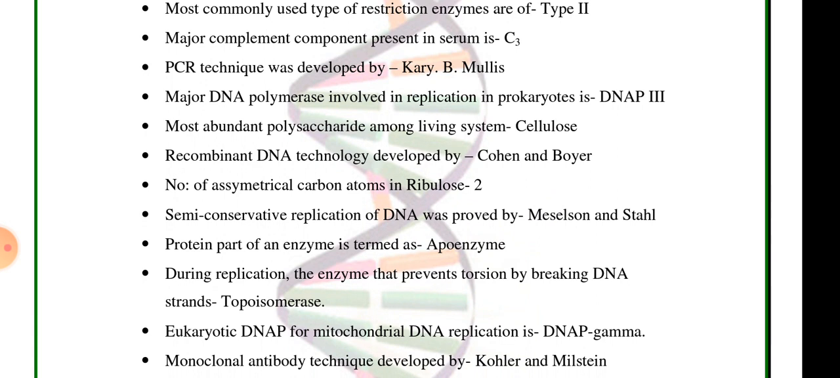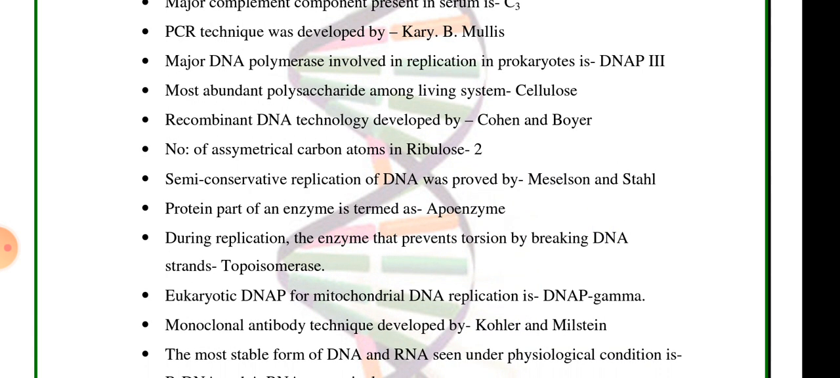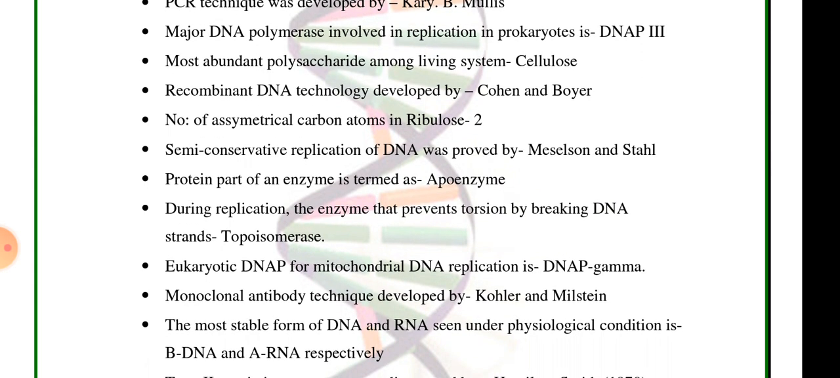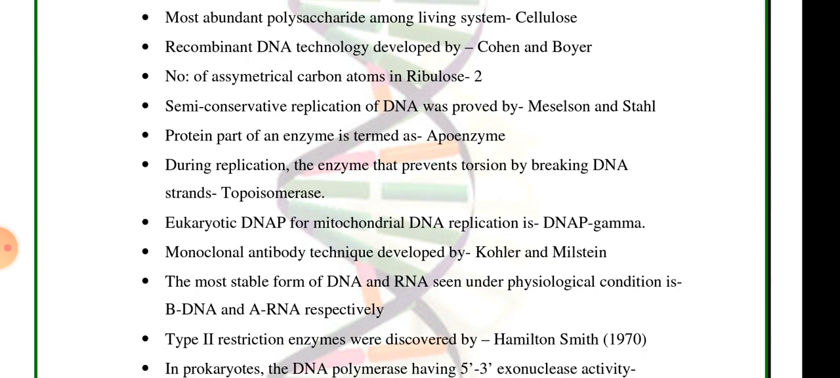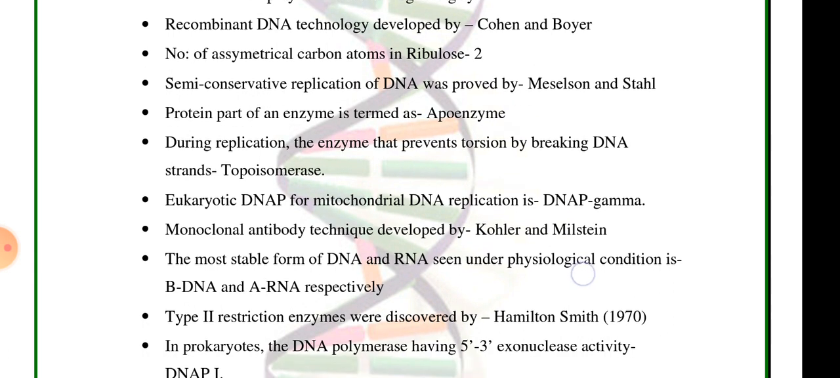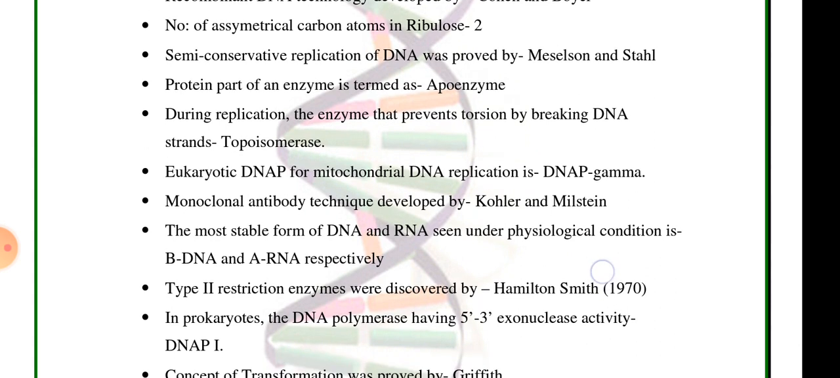Eukaryotic DNA polymerase for mitochondrial DNA replication is DNA polymerase gamma. Monoclonal antibody technique was developed by Kohler and Milstein. The most stable forms of DNA and RNA seen under physiological conditions are B-DNA and A-RNA respectively. Type 2 restriction enzymes were discovered by Hamilton Smith in 1970. In prokaryotes, the DNA polymerase having 5' to 3' exonuclease activity is DNA polymerase 1.